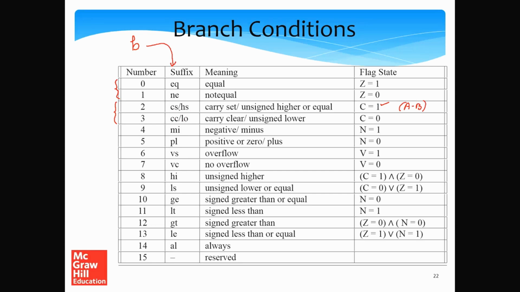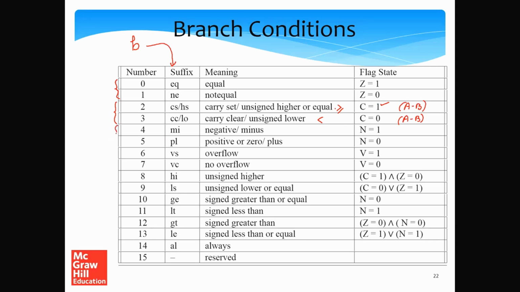So CS or HS, and the opposite of HS is LO. The first one was unsigned higher or equal, so basically greater or equal in an unsigned sense. The opposite would be less than. In this case, the carry bit needs to be 0, or alternatively, when we do a subtraction of the form A minus B, we actually generate a borrow. And since the carry and the borrow have a reverse sense, in this case, the carry bit will be equal to 0.